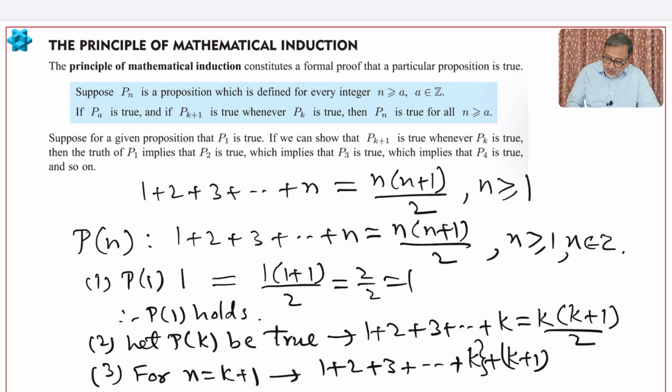Now we know that from here to here the sum is k into k plus 1 by 2, and plus the remaining term is k plus 1. Now taking LCM as 2, what we are going to show? The sum should be equal to k plus 1 into k plus 2 upon 2, okay. So k into k plus 1 plus 2 into k plus 1, okay.